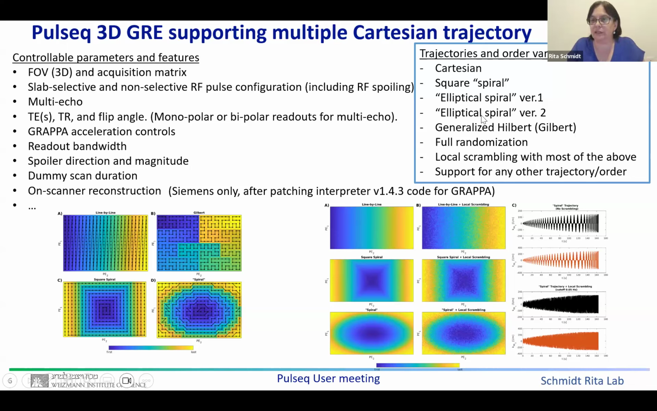On trajectories, we implemented in this sequence several trajectories and order variants. The Cartesian, which is the basic one, and 3 spiral-like center-out orders. We implemented an example of semi-randomized acquisition based on the generalized Hilbert space filling curve, a full randomization, and local scrambling, which can come in combinations. You can see at the bottom those plots of the acquisition orders, where for different trajectories we can add this local scrambling option.